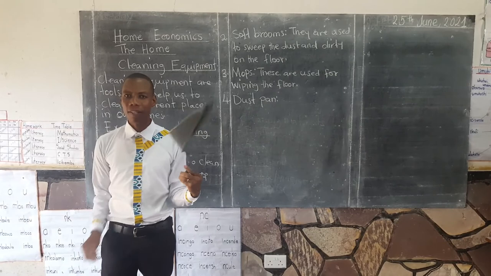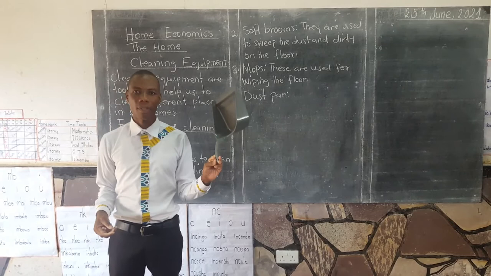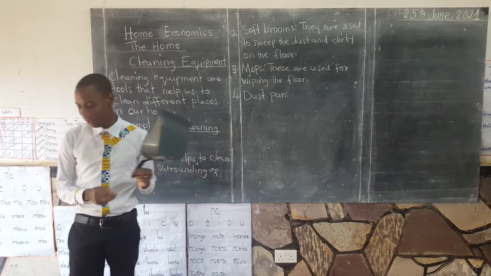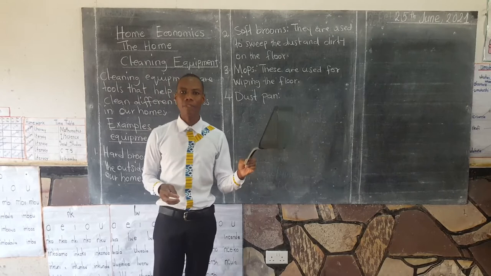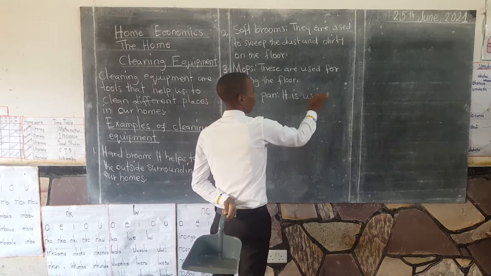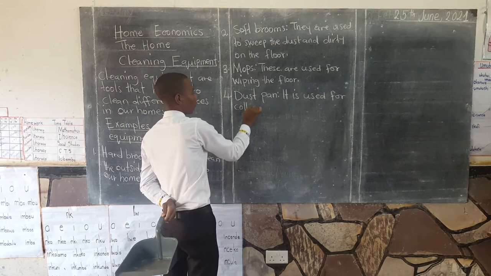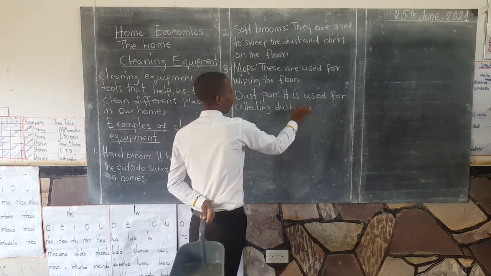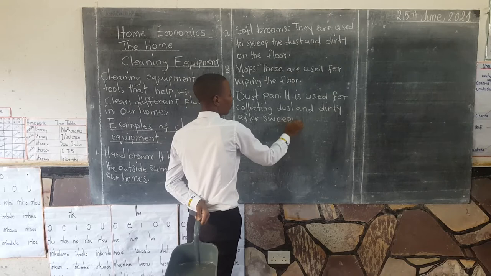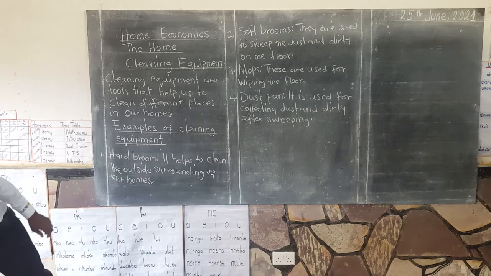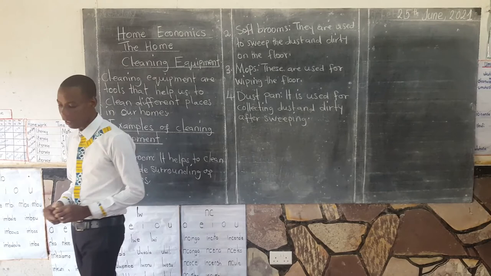Dustpans also come in different types. This one is a plastic one, others are metallic. It is used for collecting dust and dirt after sweeping. So after you sweep your bedroom, after you sweep your living room, after you sweep your kitchen, you need to use a dustpan to collect the water, the dust and the dirt.